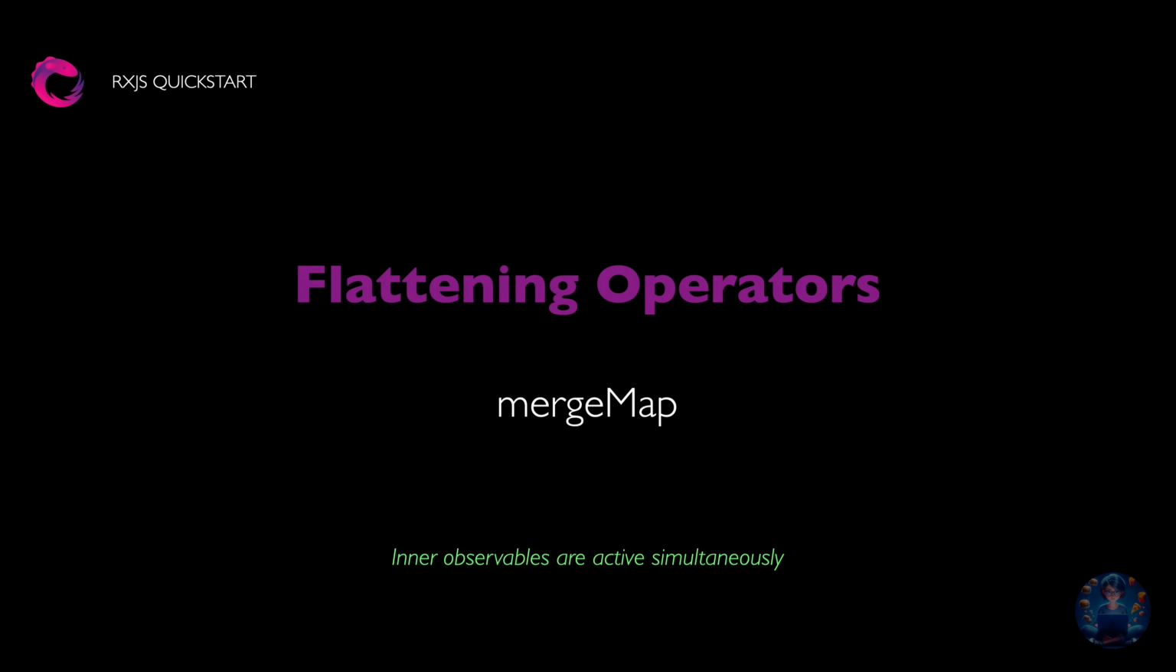Hello everyone. In this video, we are going to learn about mergeMap. mergeMap is one of the flattening operators that will help us to map the values from source observables to the inner observables, returning the flattened value. Let's look into an example to understand it.